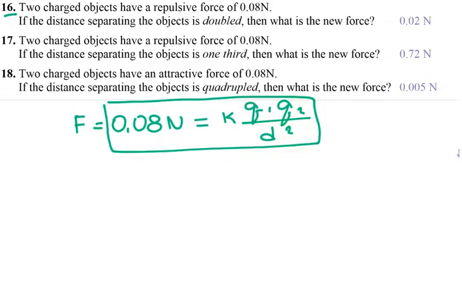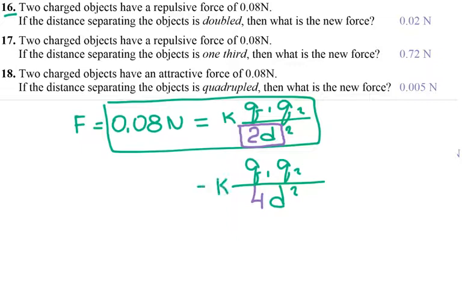Now what's going to happen is I'm going to double my distance. When I square that, I'm going to get 4d squared, and still have Q1, Q2, and k. So what I see here is, let me erase that too.